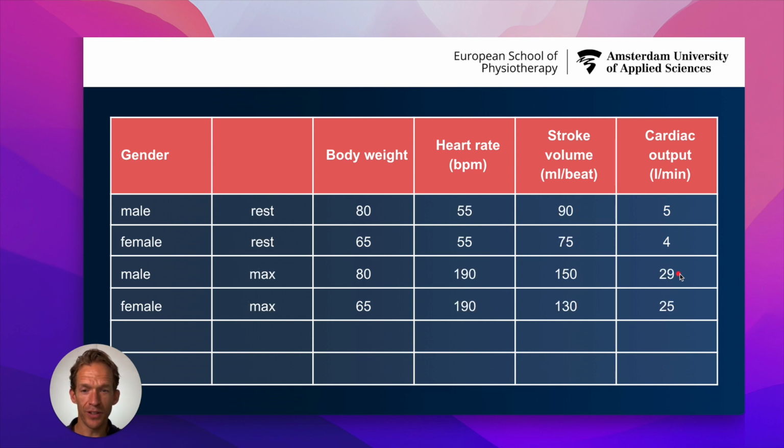In this table, you can see the comparison between rest and max values. Compared to the resting heart rate, the maximum heart rate could be around 190, for example, and then stroke volume can shoot up to 150, for instance. So if you take the product of heart rate and stroke volume, you can easily reach cardiac output values of roughly 30 liters per minute, which is 6 times more than the resting cardiac output of 5.